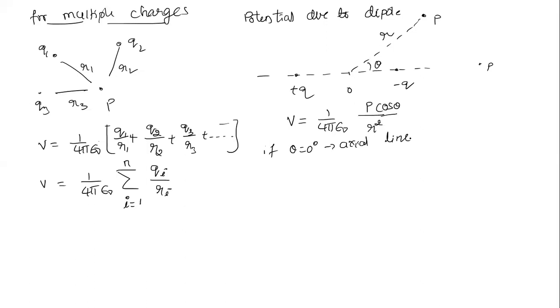Axial line, this is what we call, right? Axial line. So for axial line, theta becomes 0 degree. Then what is the cos 0 degree? Cos 0 degree is 1. So potential becomes V equal to P by 4 pi epsilon naught R square, where P is a dipole moment.